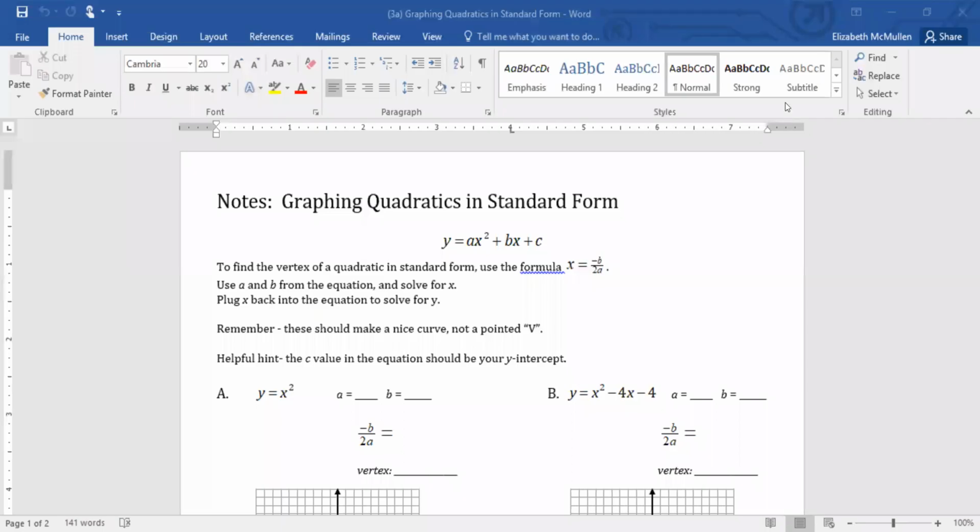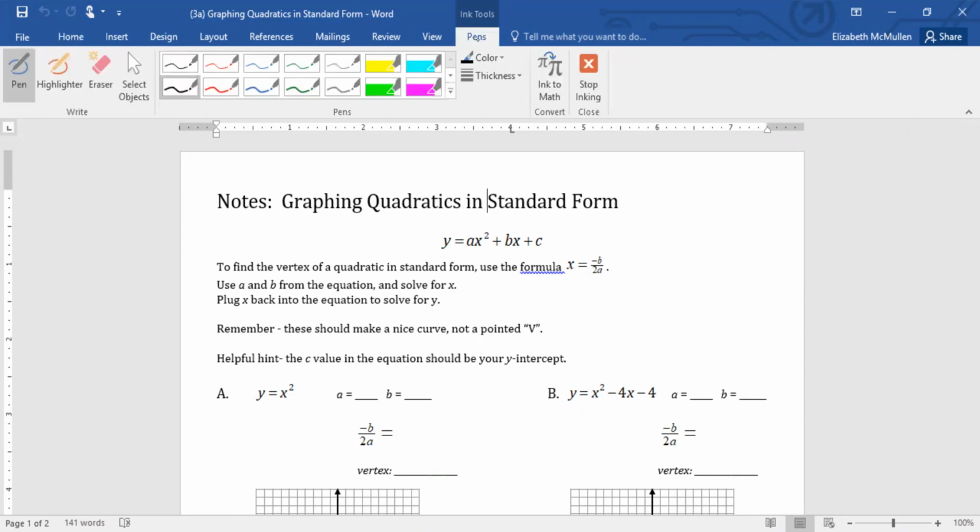All right, today we are graphing quadratics in standard form. First off, we need to discuss what standard form is for a quadratic equation. For a quadratic equation, standard form is y equals ax squared plus bx plus c. Only a quadratic equation that is in this form will work this way.